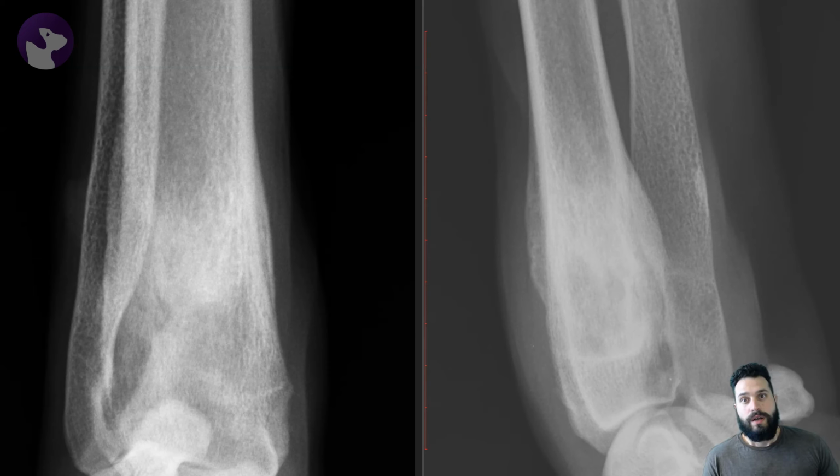So biopsy is going to get us our definitive answer, and then of course the next step would be thoracic radiographs or CT for staging purposes, and abdominal ultrasound for staging purposes.